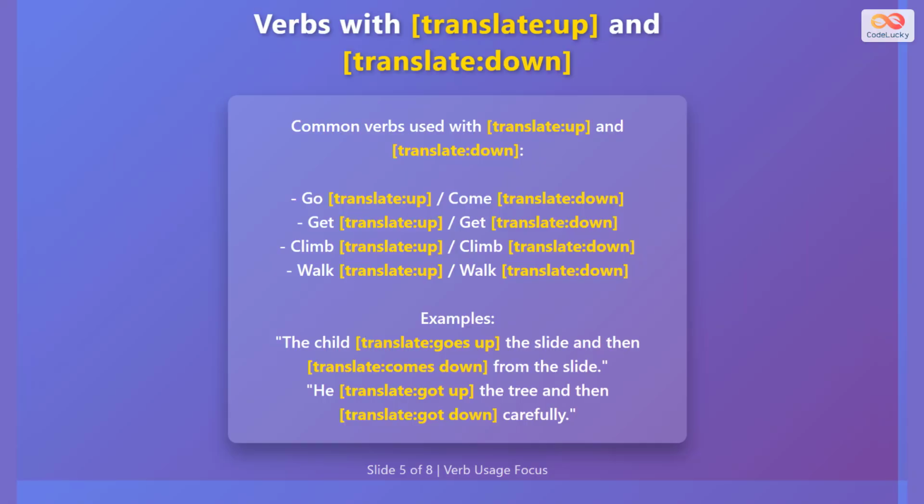Common verbs with up and down are go up, come down, get down, climb down, walk down. The child goes up the slide and then comes down from the slide. He got up the tree and then got down carefully.